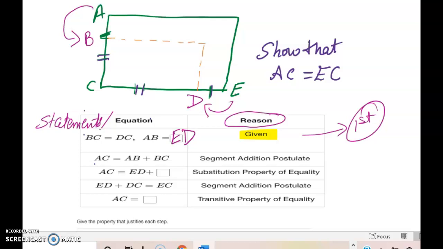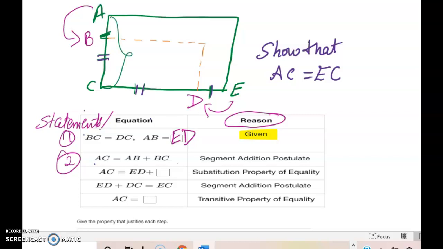This is statement 1. In the second statement, they have mentioned AC is equal to AB plus BC. The whole entire AC is nothing but a combination of AB and BC. So they wrote segment addition postulate. Wonderful.